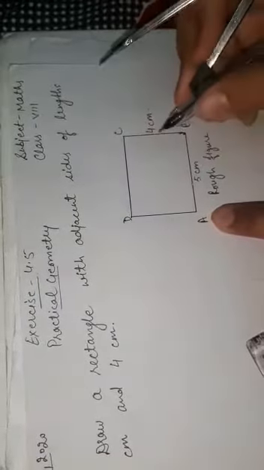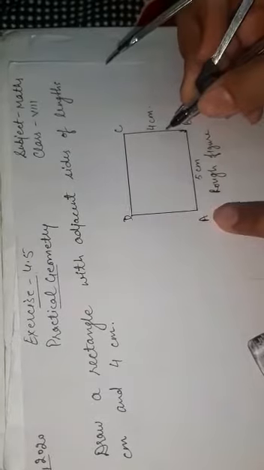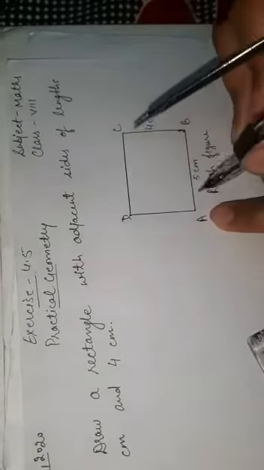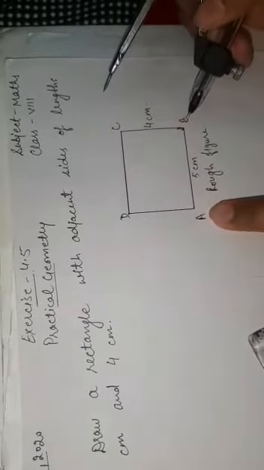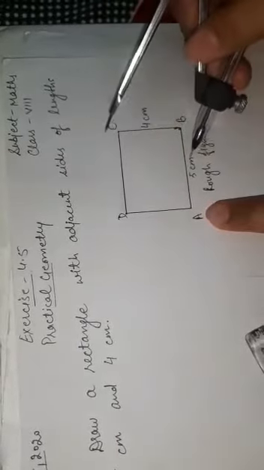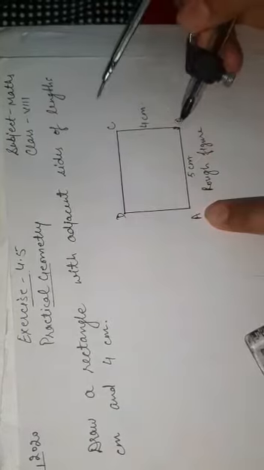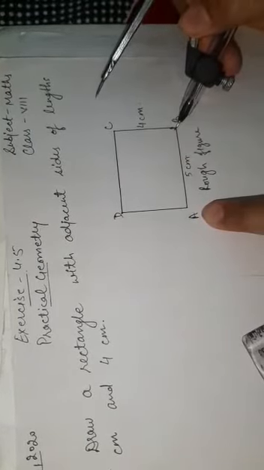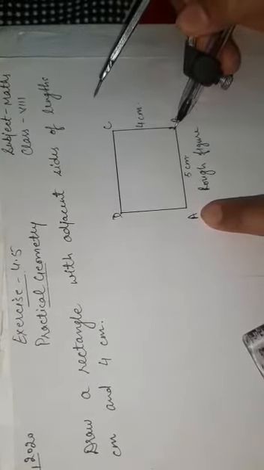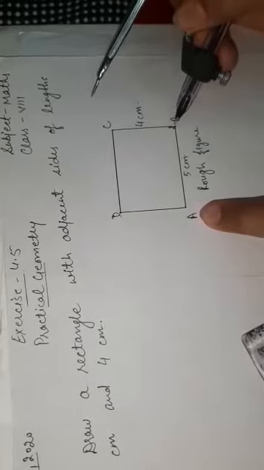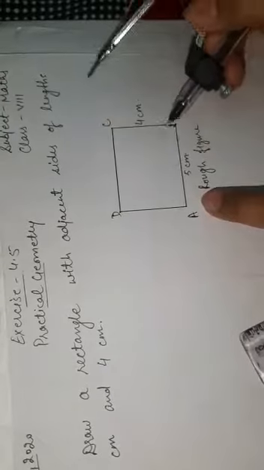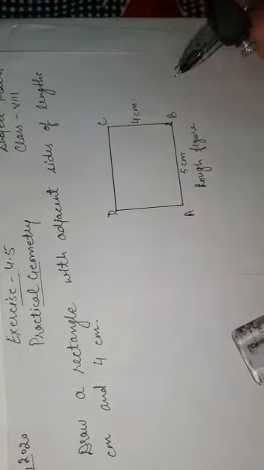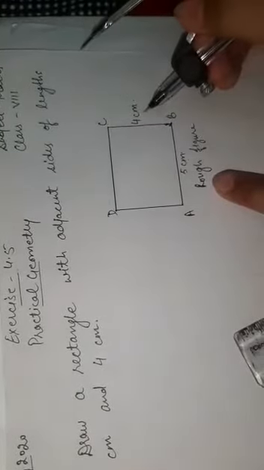Adjacent side, these two sides are adjacent sides. Okay, opposite side means AB and CD, AD and BC. These are the opposite sides, and adjacent side means there is one common point. Okay, when the two sides have one common point, we say that these two sides are adjacent. So AB and BC, these two sides are the adjacent sides, and we have taken 5 centimeters and 4 centimeters on them.